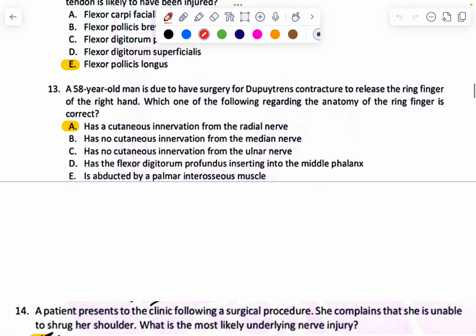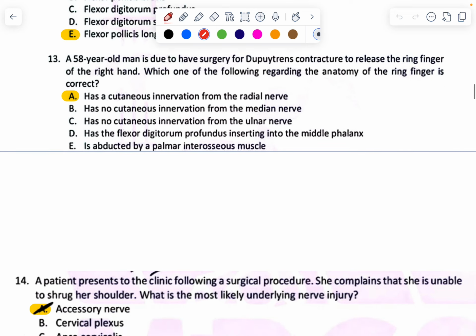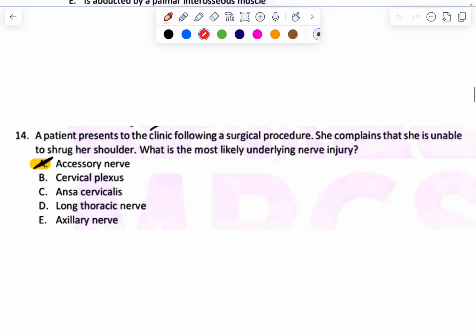A patient presents to clinic following a surgical procedure and complains she is unable to shrug the shoulder. This is the trapezius, supplied by the accessory nerve.